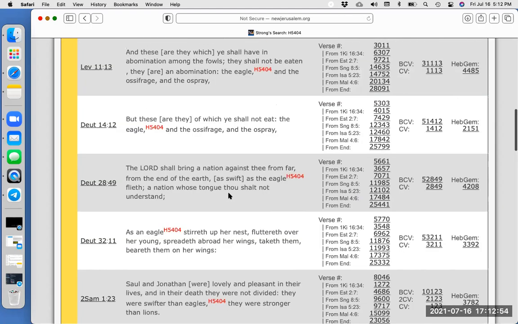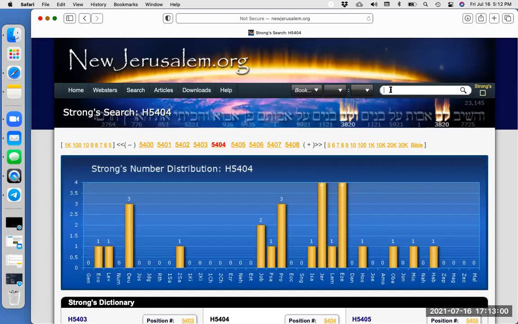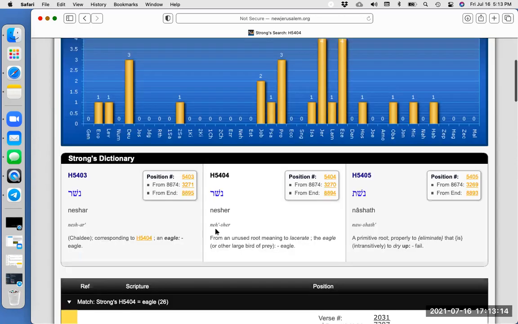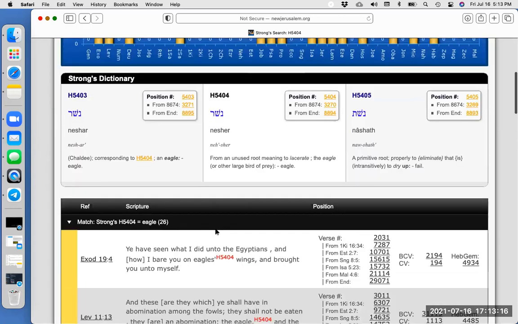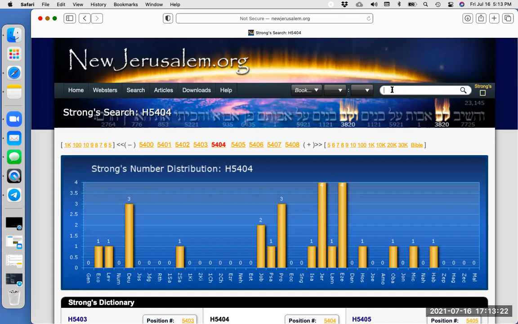So maybe like eagles and the word multiply, or an abundance of. That's what I'm wondering. Or as a sign or a promise. Okay, a sign or a prophecy. Maybe with prophecy, yeah. Let's look for those.